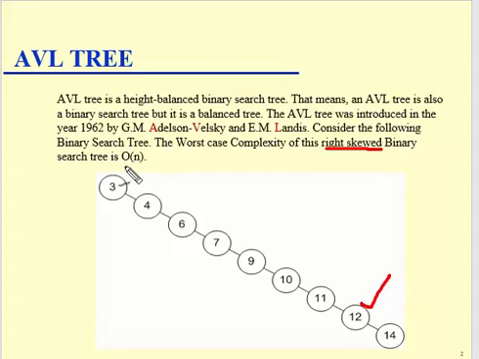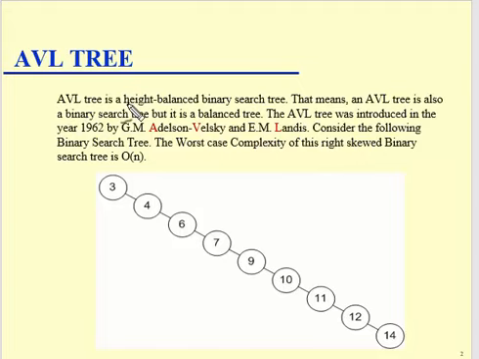So the complexity of this would be big O of n. That means it would be linear. So it is not better than the linear search complexity. Your binary search tree would become just like your linear search. So in order to remove this disadvantage of the binary search tree, we now have the AVL tree.